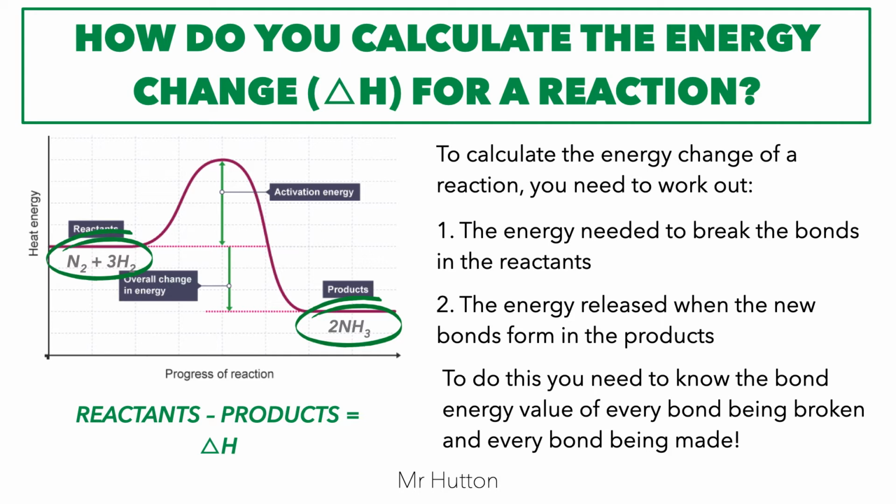But to do that, we need to know what bonds are in our reactants, what bonds we need to break, and we need to know the value of those bonds in order to calculate how much energy we're going to need. And then we also need to know what bonds are going to be formed in our products and the value of those bonds as well. So to do this, we need to know the bond energy value of every bond being broken and every bond being made.